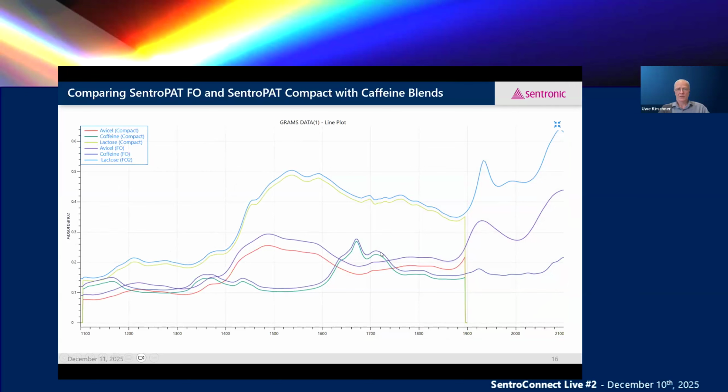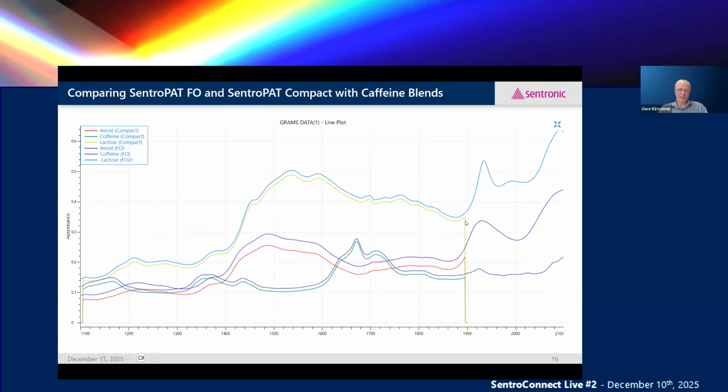Here's some raw spectra of both instruments for the Avicel, the caffeine, and the lactose. For the SentroPAT FO as well as for the compact, you will notice that the SentroPAT compact spectral range is limited to 1900 nanometer, which is still covering all the very relevant CH band regions, but misses out the 1900 nanometer OH region and maybe other information.